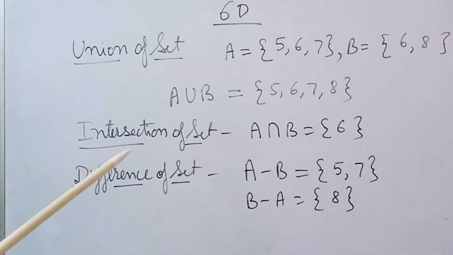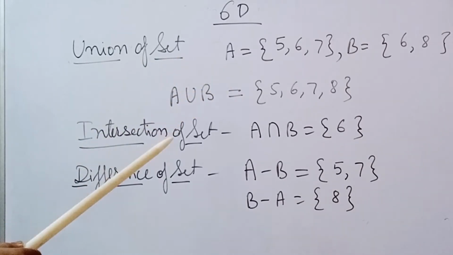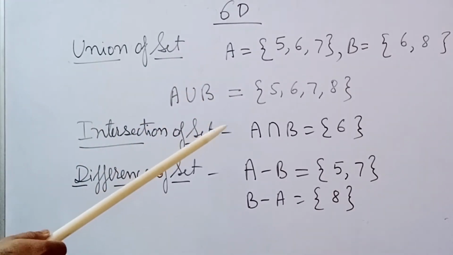Now intersection of set. Intersection of set is the elements that are common in both A and B. So what is the common element in A and B? That is 6. So A intersection B equals 6.